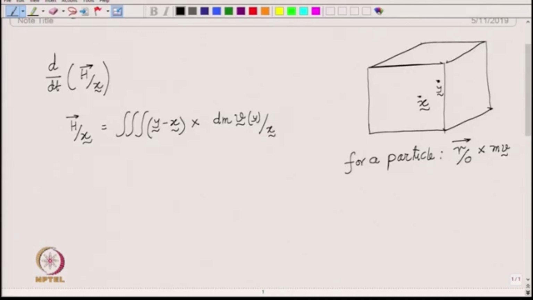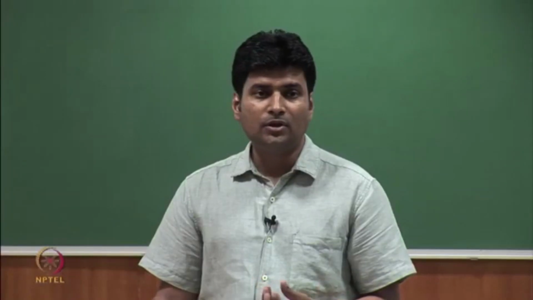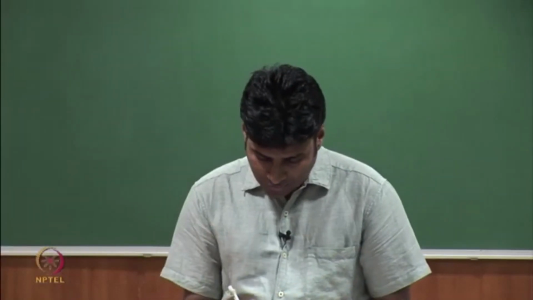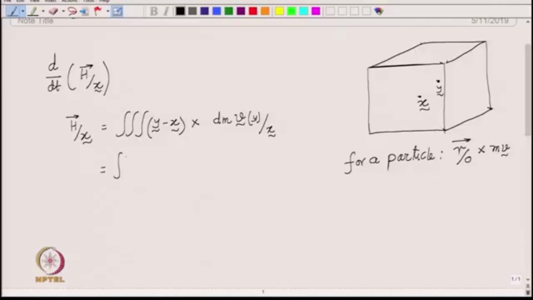And then dm, we know, is rho times dv. So, we could also write it as triple integration of y minus x cross rho v relative to x dv, the small volume, which in this case is d eta d zeta d gamma.